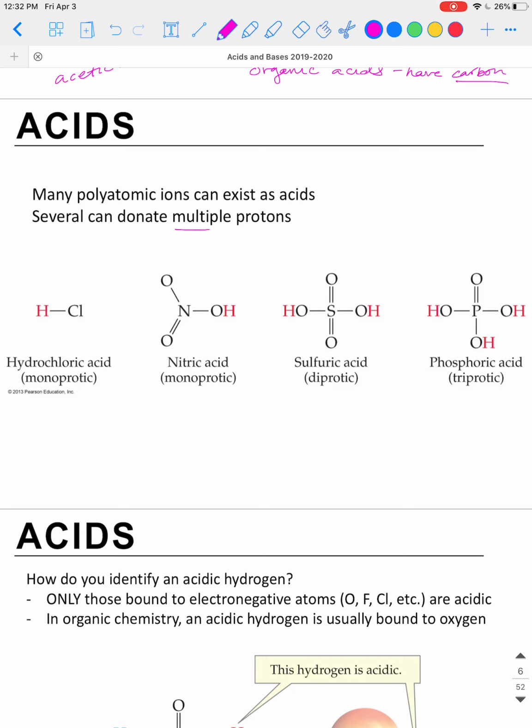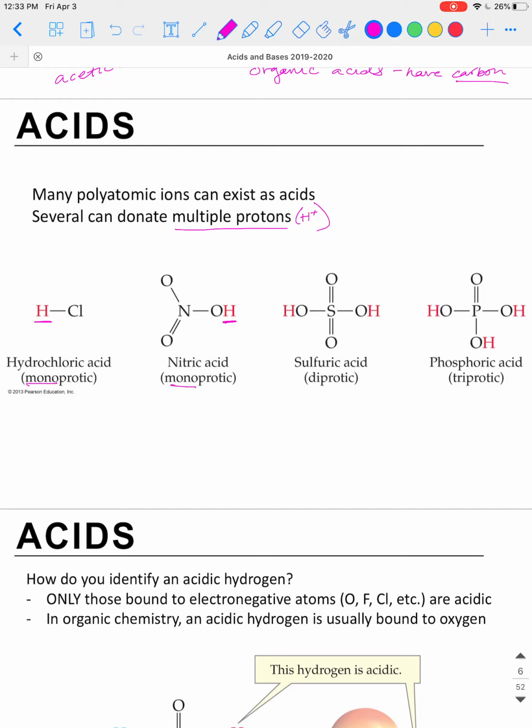Another thing to mention about acids, though, is that they can sometimes donate multiple protons or hydrogen ions. So it says many polyatomic ions can exist as acids, several can donate multiple protons. So let's look at some examples of that. Well, one we've already looked at, HCl. This one does not have multiple hydrogens. It only has 1 hydrogen to donate. Additionally, we looked at nitric acid. Here's the actual Lewis structure for nitric acid. And there is our acidic hydrogen ion, or hydrogen.